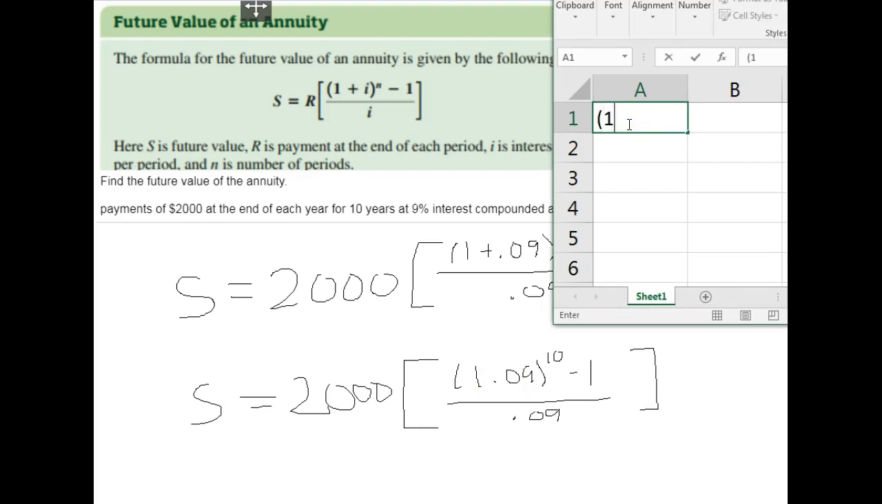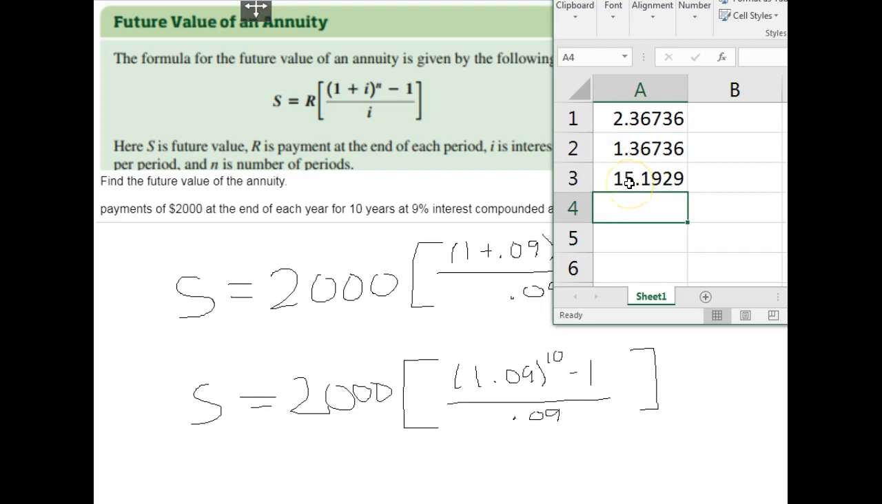I've got to type an equal sign here. I want to do 1.09 to the 10th power, so exponents I need to do first. I get that answer, and I'm going to subtract 1 from it. It's going to just change that 2 to a 1, so 1 point, and then my decimal. And then I take that answer and divide it by 0.09, so my previous answer divided by 0.09.